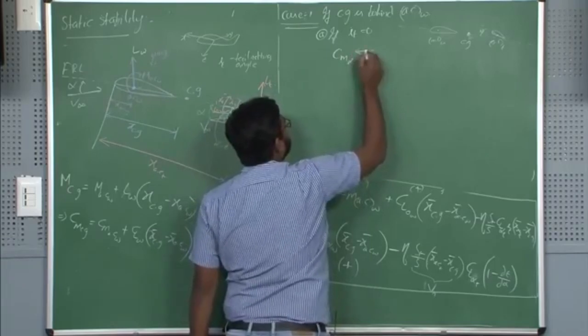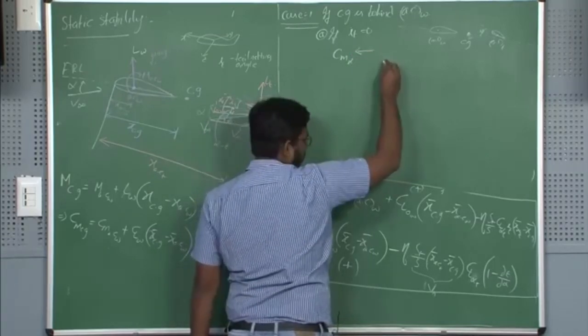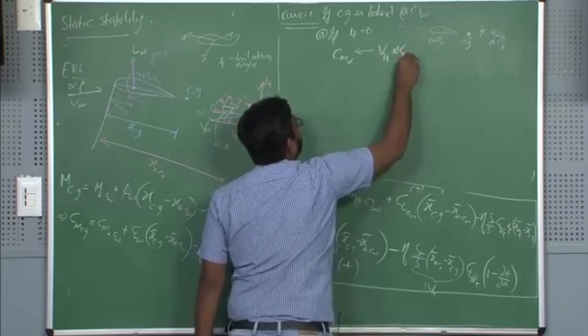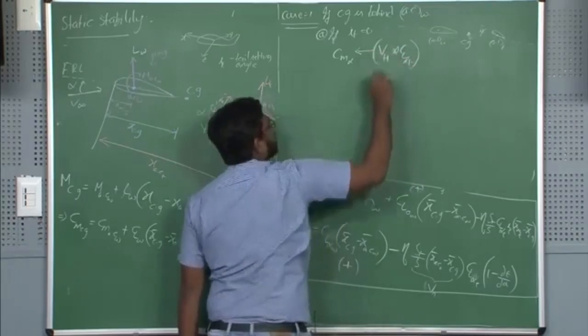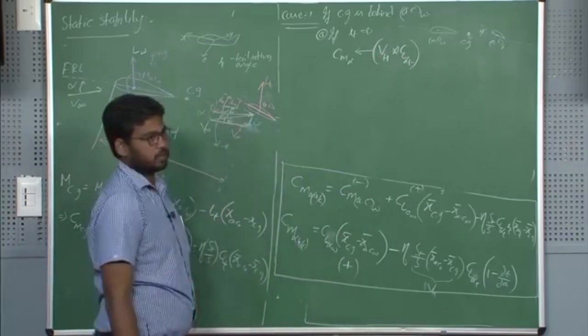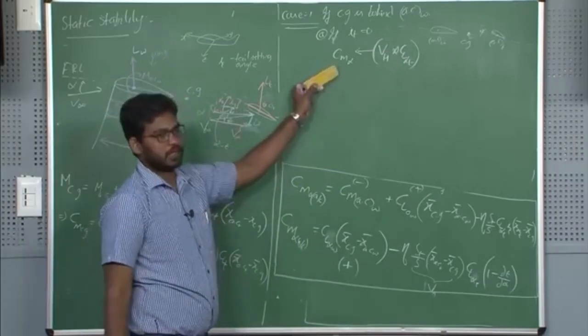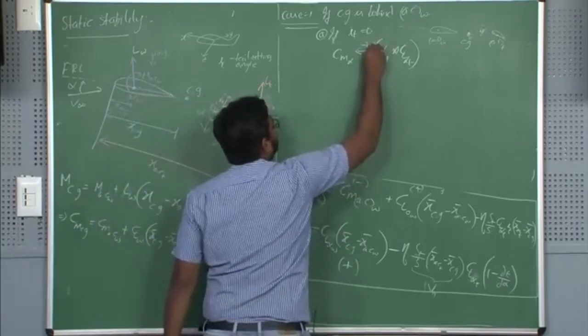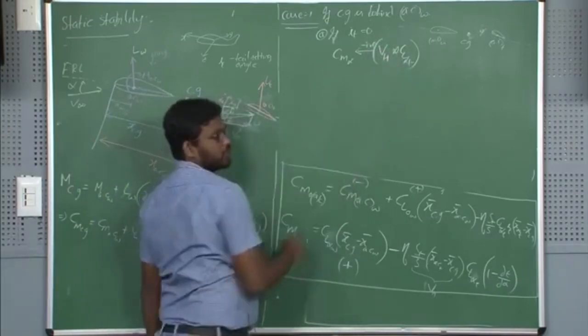So for Cm alpha to be negative, what you need is the tail volume ratio VH, and CL alpha of the tail plays a major role, right. So these two are crucial in deciding Cm alpha negative. For it to be negative, we need to choose proper values of this.